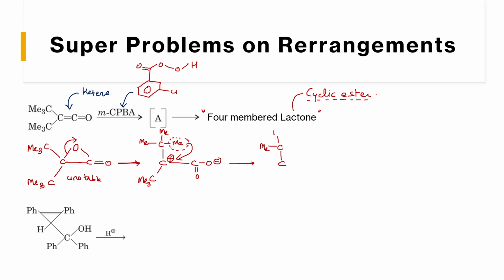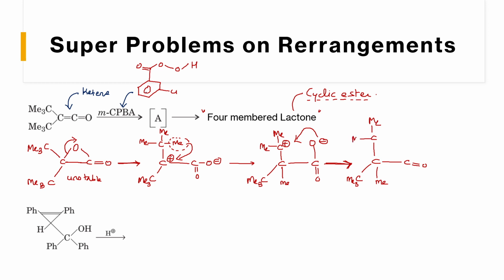Carbon with methyl, there is a positive charge and there is a methyl, and carbon with the tertiary butyl unit, and you have C double bond O. And here the oxygen has a negative charge on it. So you can see that a dipolar species like this is created. This negative charge combines with this positive charge to generate a 4 membered lactone. So your product will be like this: C Me3, Me, C double bond O. This is the product obtained. This is a 4 membered cyclic lactone, a cyclic ester that you get.